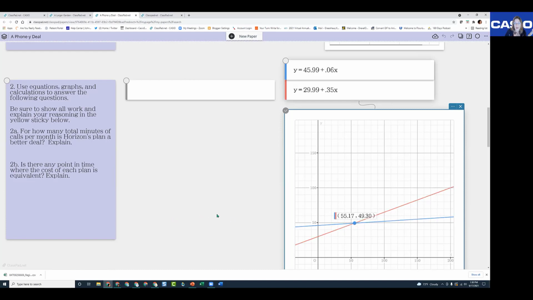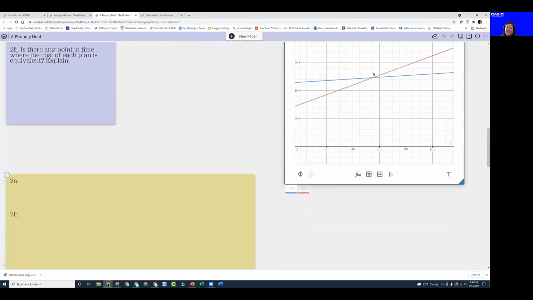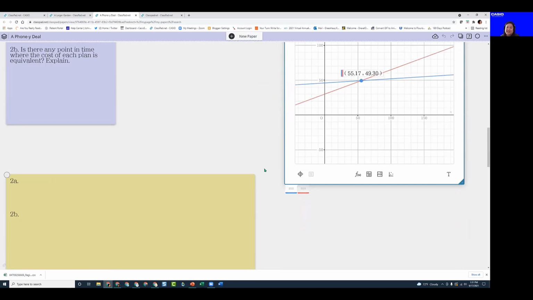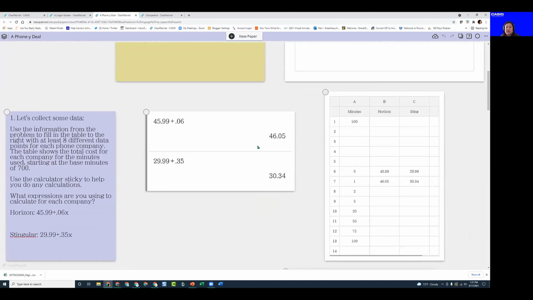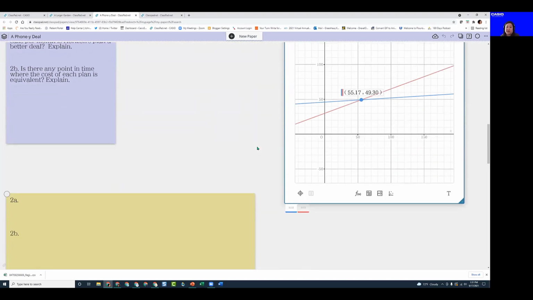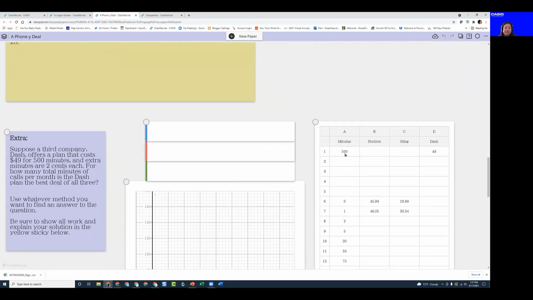So then you can talk about how you decide: is there a point in time where the cost is equivalent? That's right here. Does that make sense at 55.17? Can you have 0.17 of a minute? What would that mean? You talked for a few seconds. That's one good way, and another conversation to have: how do they round that? Are we sticking to the traditional rounding rules? So if you go 55.5, then it's automatically 56. Great conversations to have.